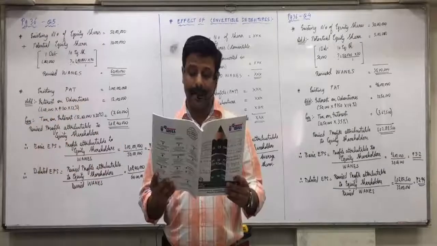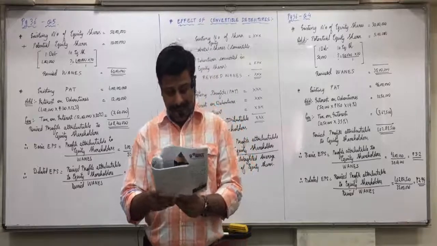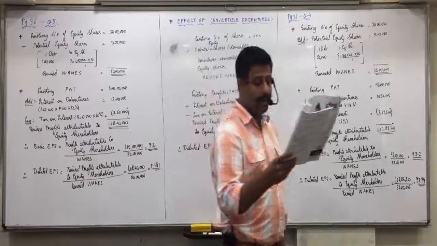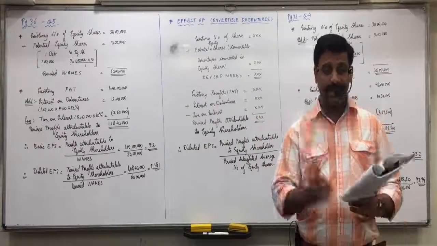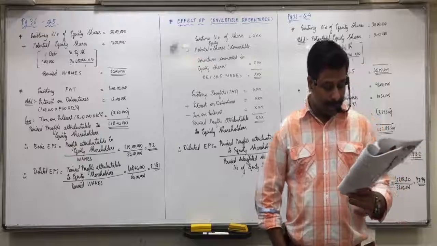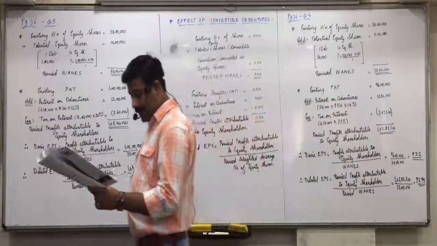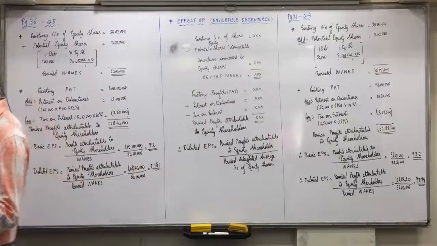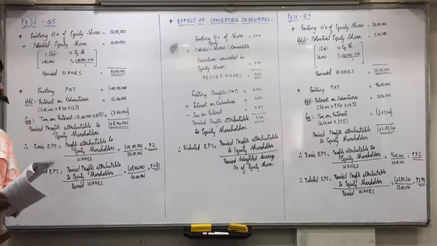Question number 9 I am discussing and you will solve on your own. Be attentive. Josh Limited had outstanding equity shares 25 lakhs on 1/4/14. What is that? Existing number of equity shares. Net profit for the year is 50 lakhs, that is existing profits attributable to equity shareholders. Company had 10% 50,000 convertible debentures outstanding of rupees 100 each to be converted into 15 equity shares.